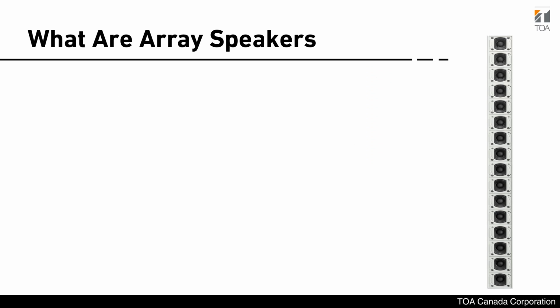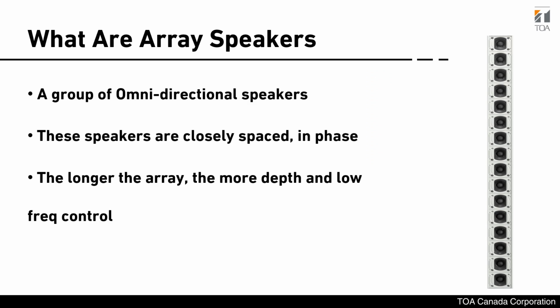What are array speakers? A line array is a group of omnidirectional speakers arranged in a straight line. These speakers are placed close together to work in sync to create clear, focused sound. Line arrays are great for long-distance sound projection because they have better vertical coverage and more concentrated sound waves compared to regular speakers.